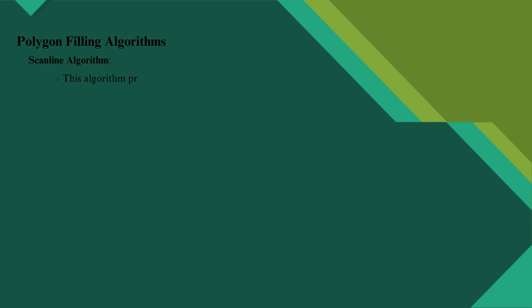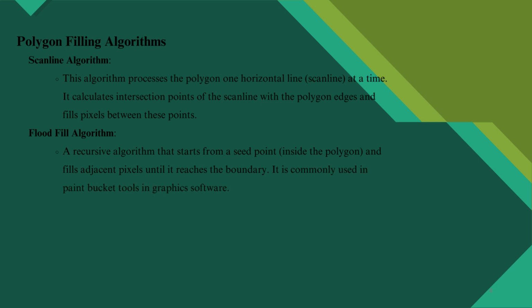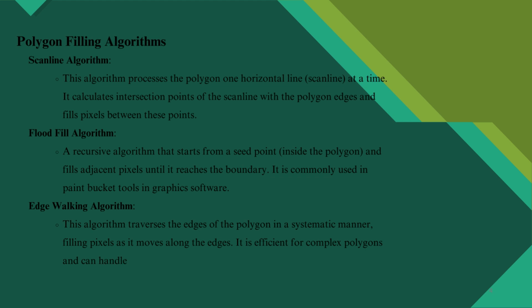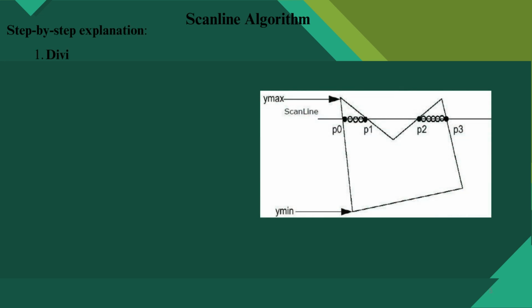Scanline algorithm. This algorithm processes the polygon one horizontal line at a time. It calculates intersection points of the scanline with the polygon edges and fills pixels between these points. Flood fill algorithm, a recursive algorithm that starts from a seed point that is inside the polygon and fills adjacent pixels until it reaches the boundary. It is commonly used in the paint bucket tool in graphics software. Edge walking algorithm. This algorithm traverses the edges of the polygon in a systematic manner, filling pixels as it moves along the edges. Let us discuss the algorithms in detail.